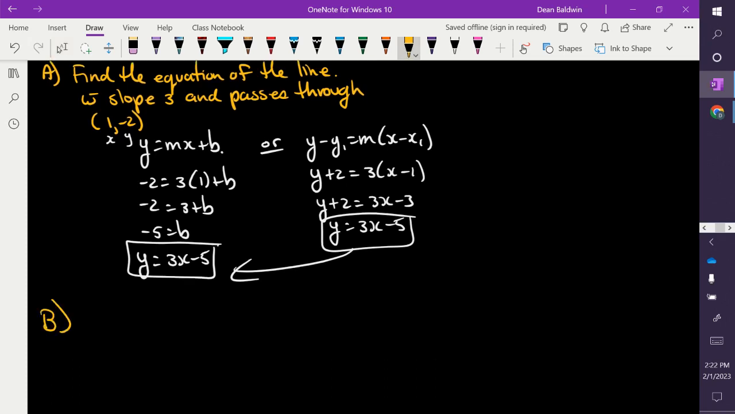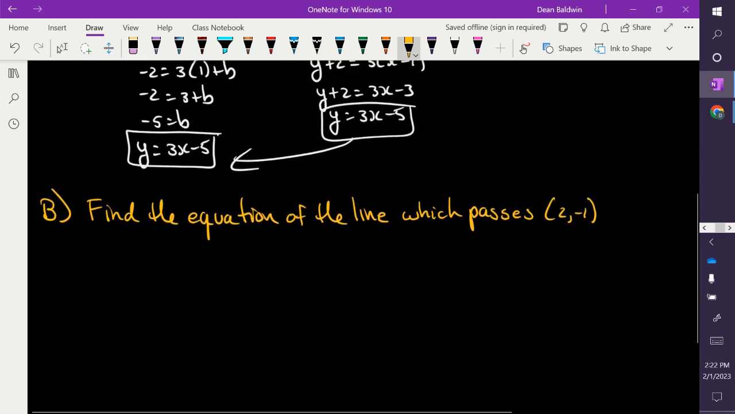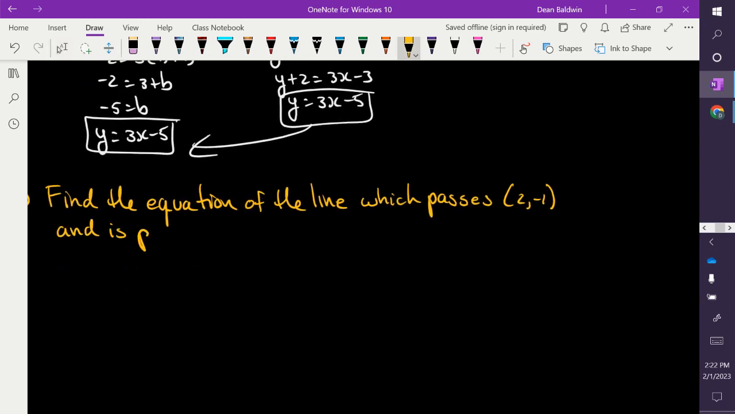All right, second type. Find the equation of the line that passes through (2, -1) and is perpendicular to the line 2x minus 3y minus 5 is equal to 0. All right.